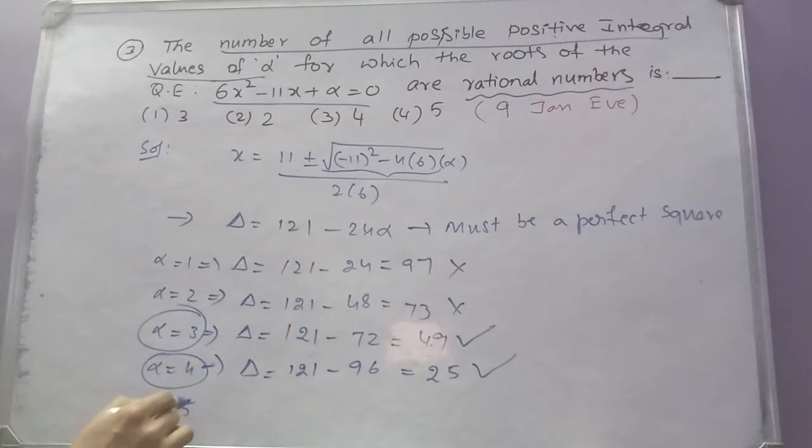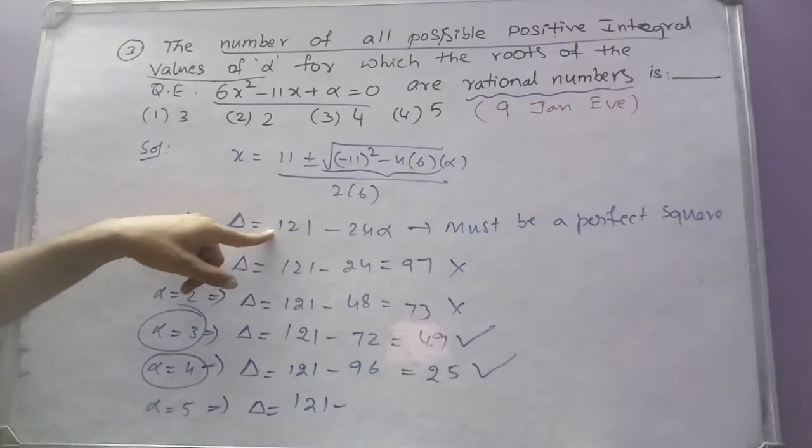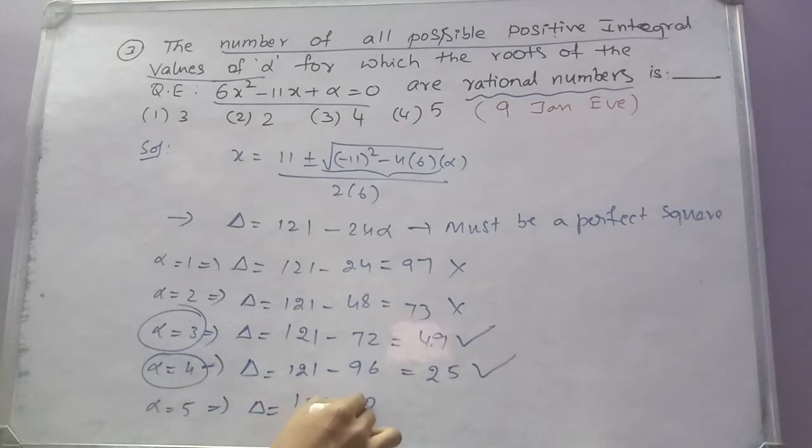Next alpha is equal to 5. If you take, then delta is equal to 121 minus 24 5s are 120. You will get 1. 1 is again a perfect square. So alpha is equal to 5 can be taken.